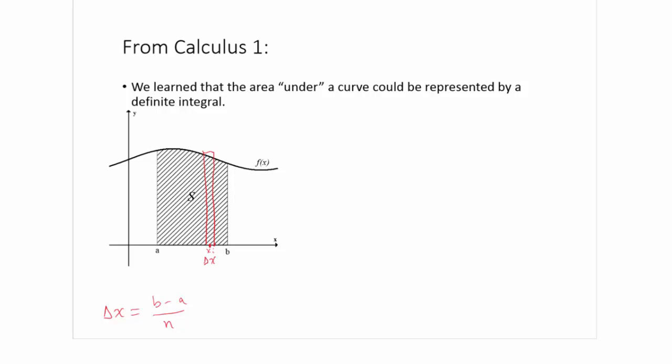If I can find the area of that rectangle, well, the area of a rectangle is easy. All I would do is take the function at that x sub i and multiply it by the delta x. That's the area of one rectangle. Then if I add up a bunch of rectangles, i equals 1 to n, this would give me a good approximation of that area.